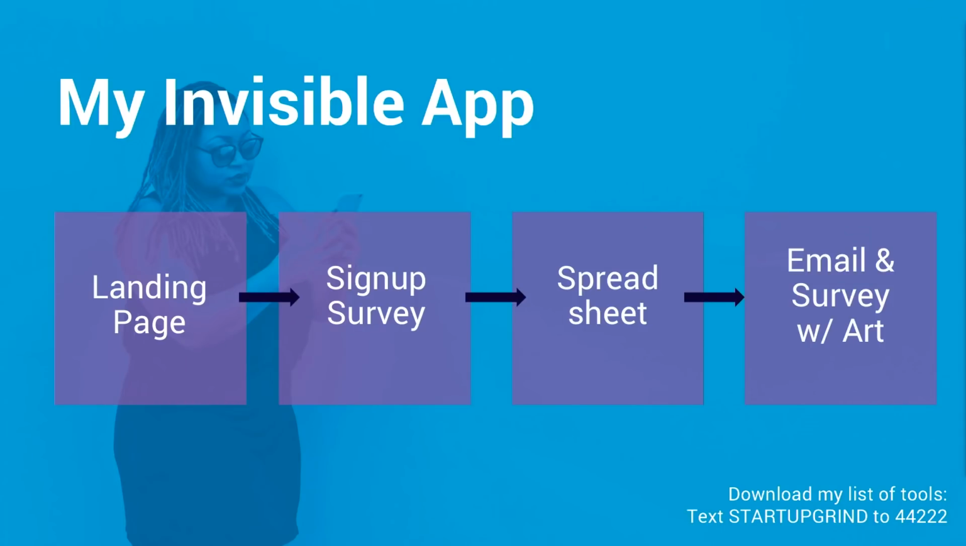So there was a landing page, there was a place for people to sign up. Everybody's sign-up information then went to a spreadsheet, a huge database listing of all of their information. And then what I would do was automatically create another survey, send them an email with the link to it, and that had their art recommendations in it. Right?